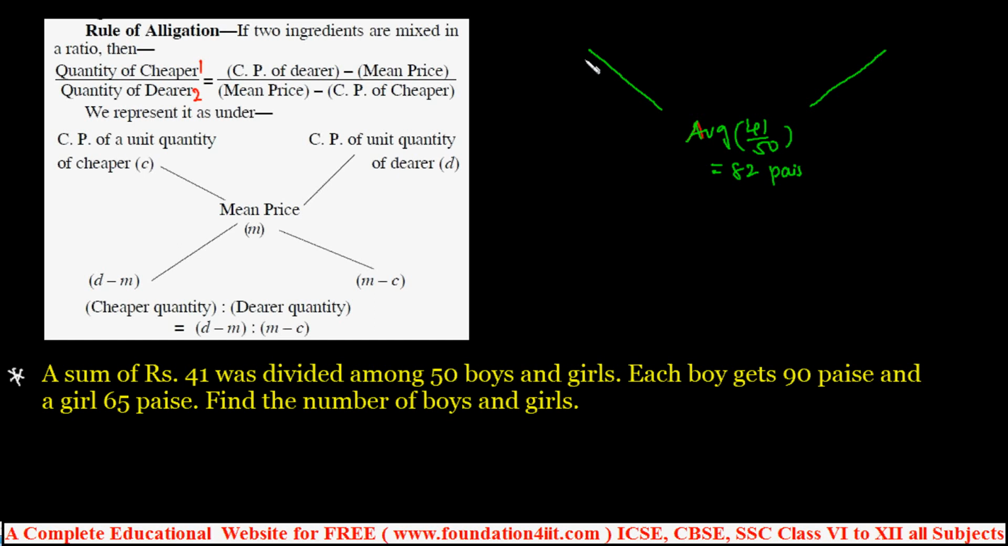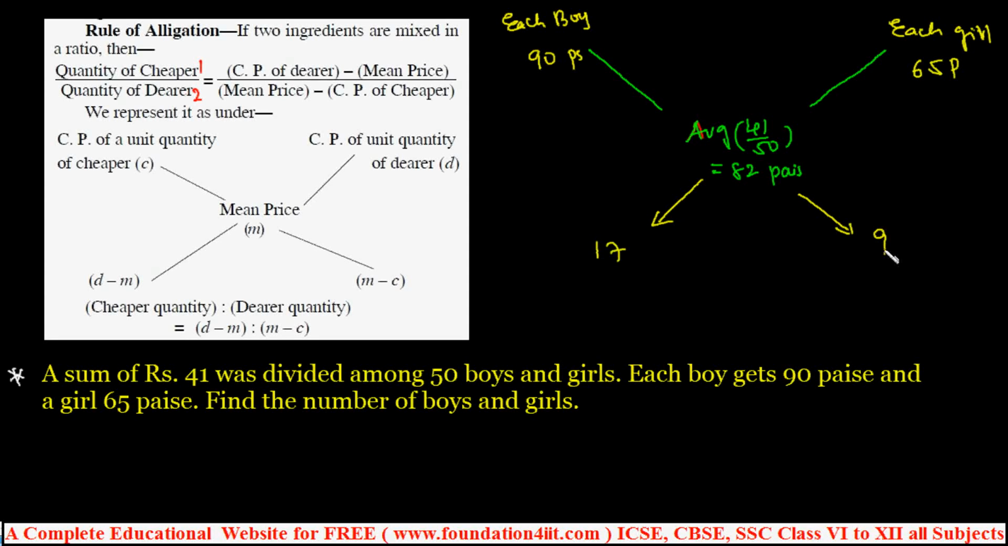Let us see which is which. Here is the sum received by each boy: each boy is getting 90 paisa, and each girl is getting, according to the question, 65 paisa, right? Now D minus M: of the 90 and 65, take the big one for subtracting. 90 minus 82 is 8. Just subtract this minus this. Then 82 minus 65, the big one minus the small one, is 17.